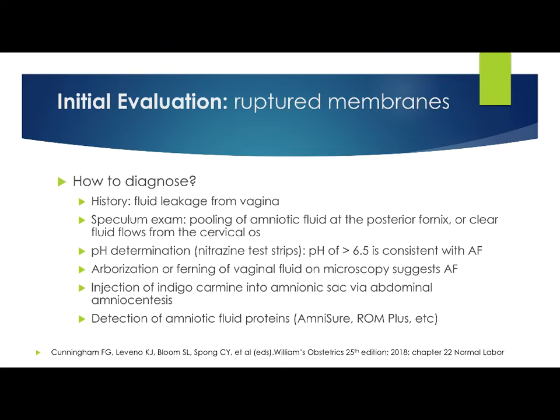We do this test by getting a sample of the fluid from the vagina or the cervical os and then smearing this on a glass slide and looking at it under the microscope. If you see a Ferning pattern or arborization, then that suggests amniotic fluid. We can also inject indigo carmine into the amniotic sac via abdominal amniocentesis, but of course this is an invasive procedure. Or lastly, we can detect amniotic fluid proteins by using Amnisure or ROM+, but of course this will entail added cost for the patient.